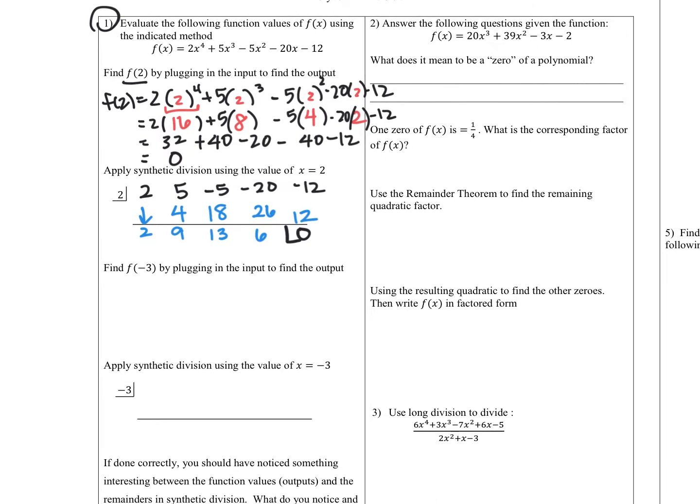All right, now it wants us to do f of negative 3 the same way. So f of negative 3, we're going to get 2 times that negative 3 to the 4th plus 5 times that negative 3 to the 3rd minus 5 times that negative 3 squared minus 20 times that negative 3 minus 12. So if we just stick a minus 3 in there, minus 3, minus 3, minus 3, this is going to be equal to 30 when we simplify that. So again, doing your exponents first and then multiplying them.